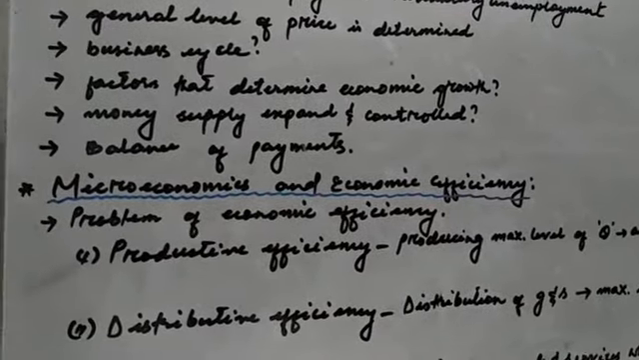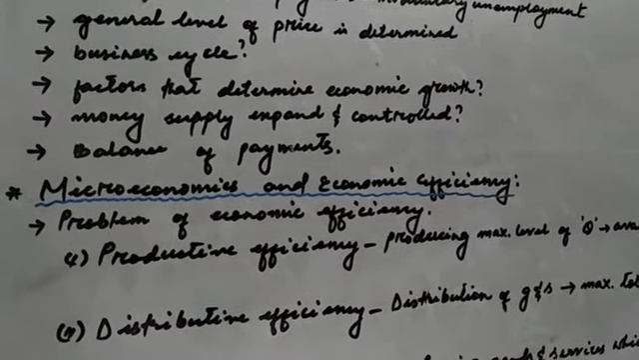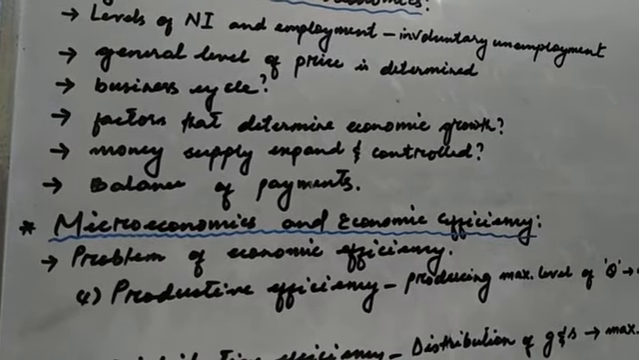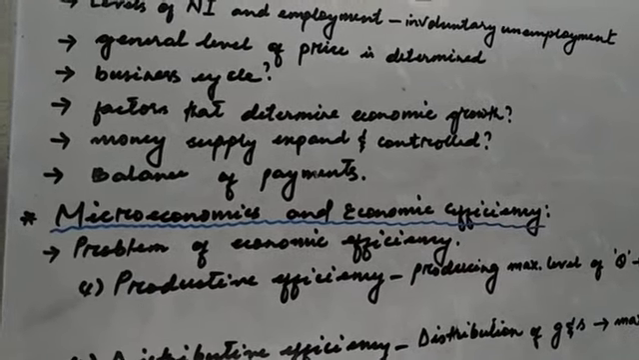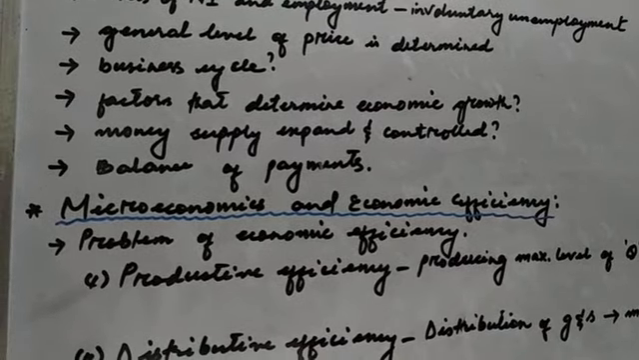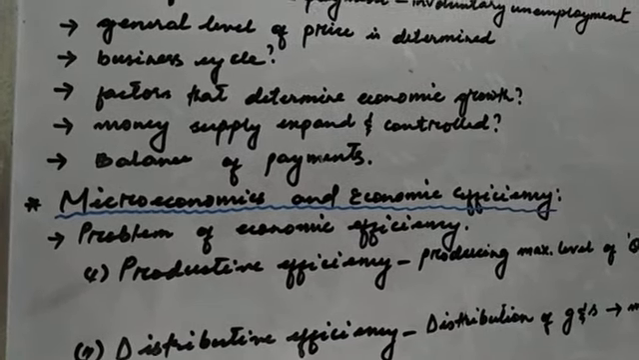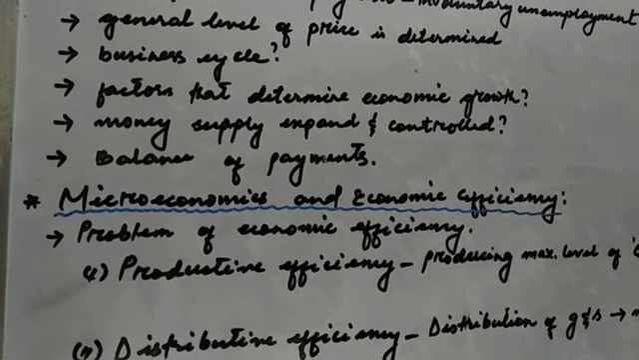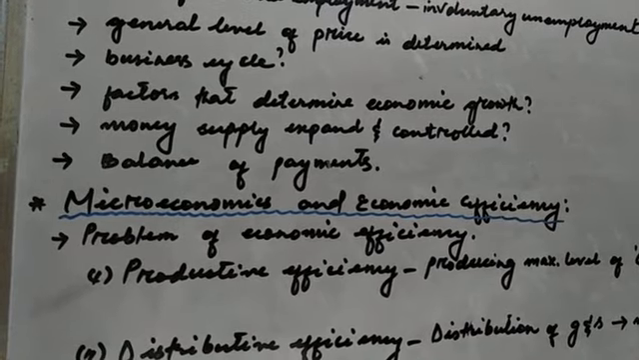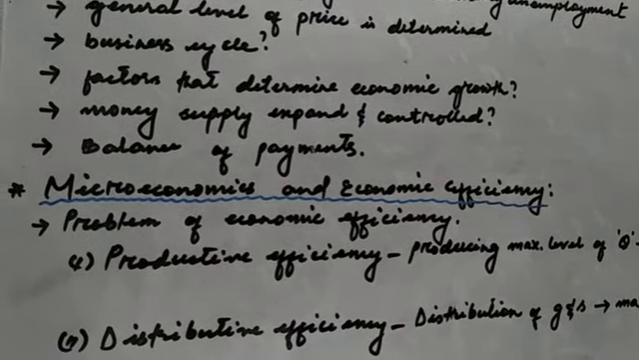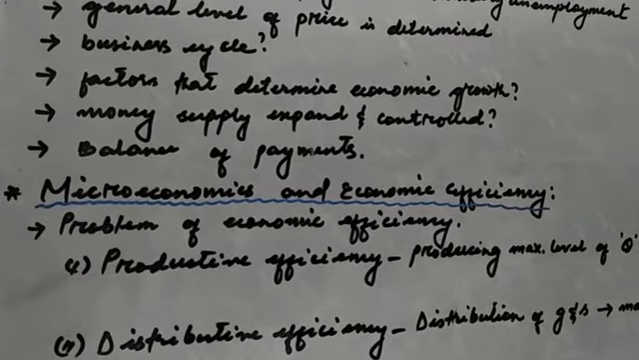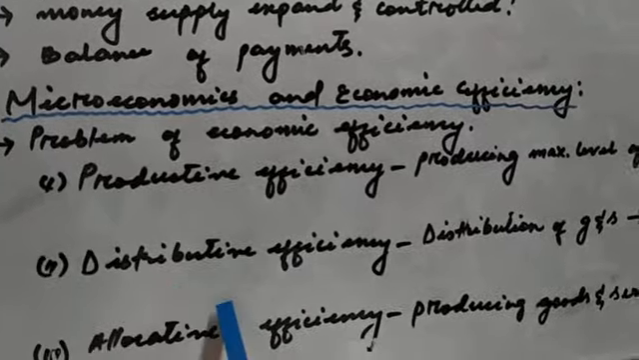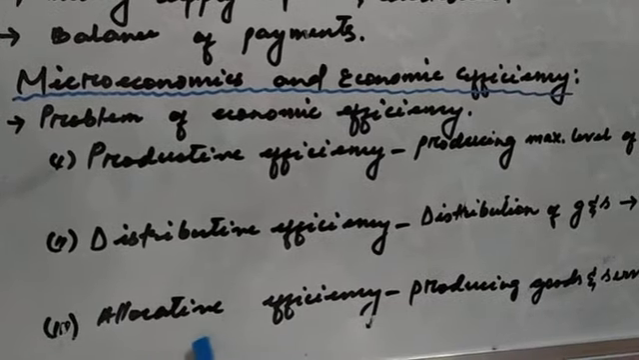The last topic is microeconomics and economic efficiency. As I have mentioned, all these economic activities, production, consumption, distribution, we have to ultimately see, does it lead to economic efficiency? The important problem which is discussed in microeconomics and requires special mention is the problem of economic efficiency. There are three types of economic efficiency. One is productive efficiency, second is distributive efficiency, and third one is allocative efficiency.